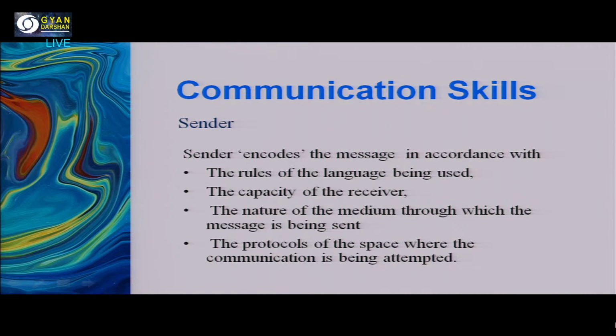First, the rules of the language that is being used. He also has to keep in mind the capacity of the receiver. He also has to keep in mind the nature of the medium through which the message is being sent, and the protocol of the space where this communication is being attempted is also important, because we have to keep in mind all these things. Now, if you do not follow the rules of the language, somebody who is decoding the message will not be able to decode it successfully.